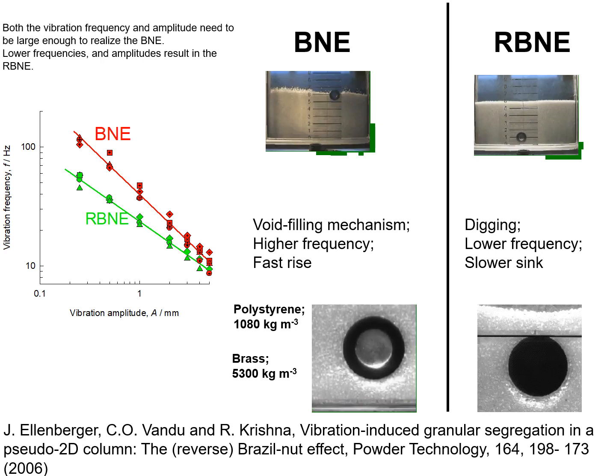We see as the particles are vibrated, we create a void space below the intruder, and as the intruder rises, the void space gets filled up with the lighter polystyrene particles. So the void filling mechanism is the reason behind the rise of the larger, heavier brass intruder.